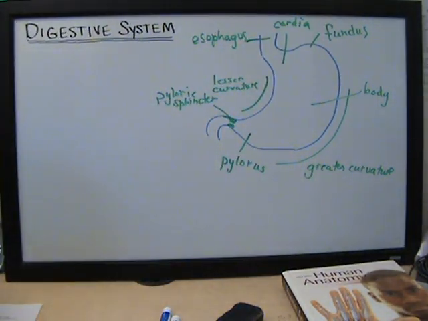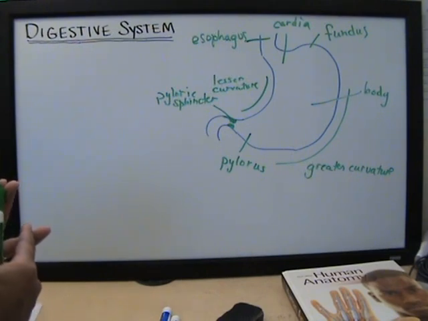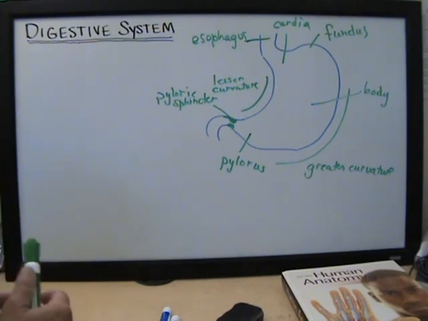Now, the interesting thing about the stomach is its muscularis layer. Instead of having two layers of smooth muscle, a longitudinal and circular muscle, it's got a third muscle layer called the oblique layer. Okay.